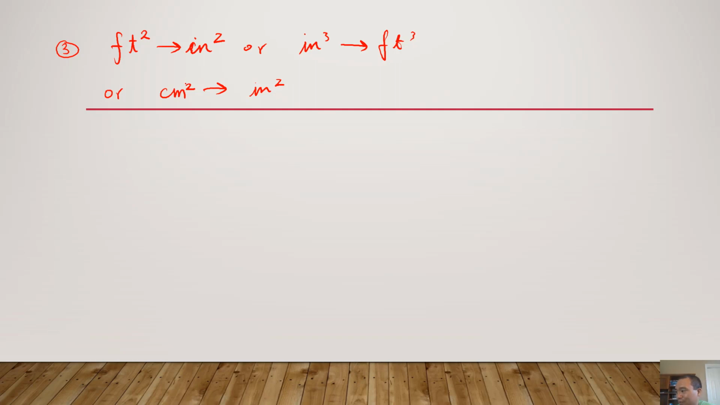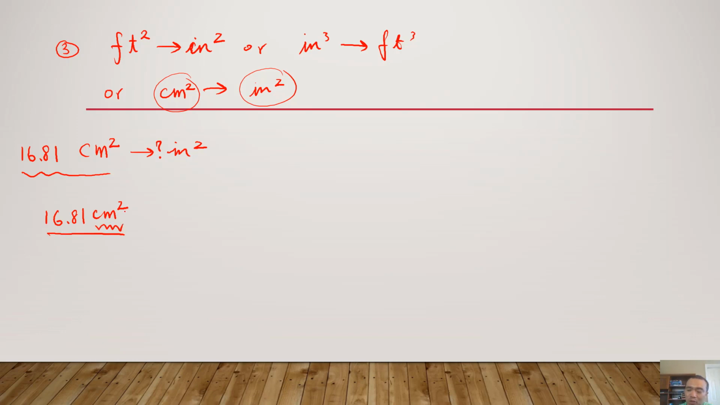Okay, so in this situation, to remember the conversion factor, for example, if you want to convert centimeter squared to inch squared, what are you going to do? Let's use this example. If we have 16.81 centimeters squared, we ask you how many inches squared you would have from this conversion. So here's how we do it. We always start with what you are given. So here is 16.81 centimeter squared, right? That's what is given. That has centimeters squared as the unit.